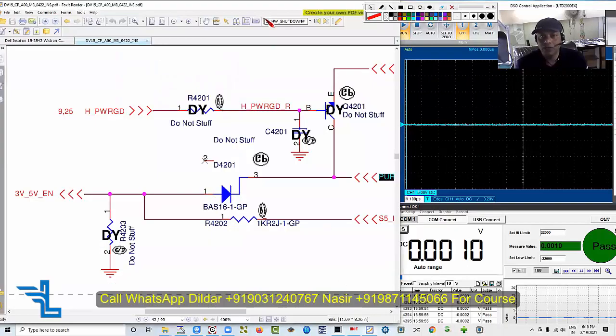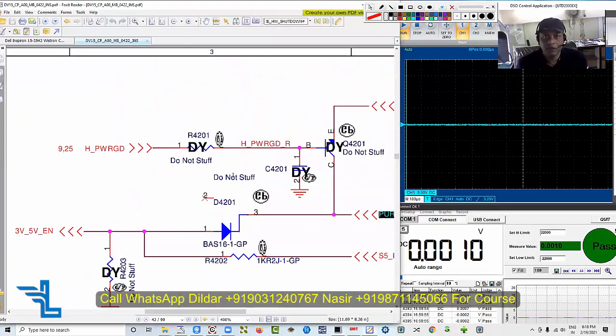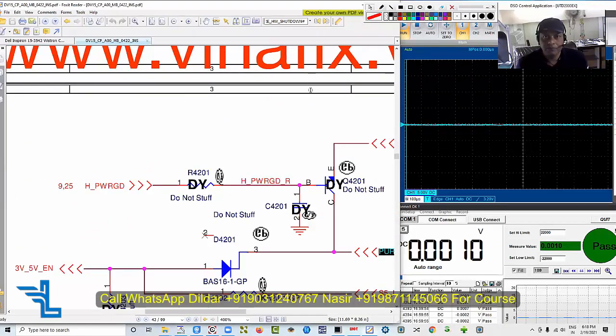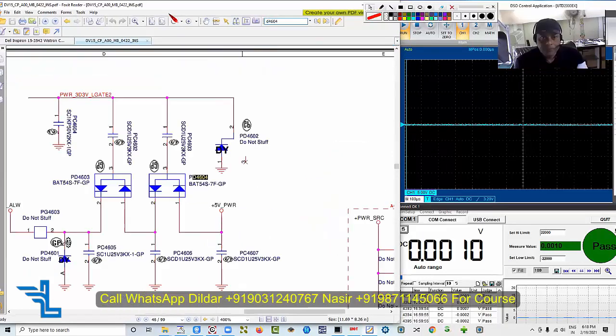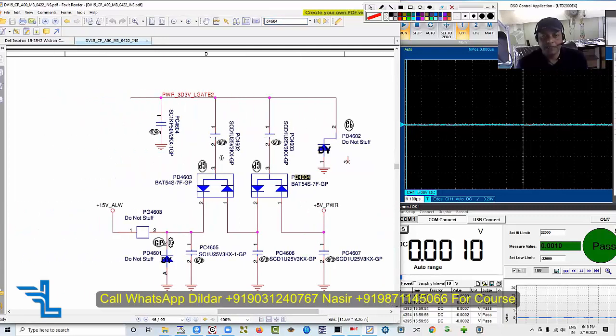Now you go to that 3.3 and 5 volt area, you will find out here. You go and type the D number, whatever the D number is. So D4604. So here is the charge pump concept, and it is nothing more than a concept that gets a frequency and doubles the voltage with the help of these two capacitors.